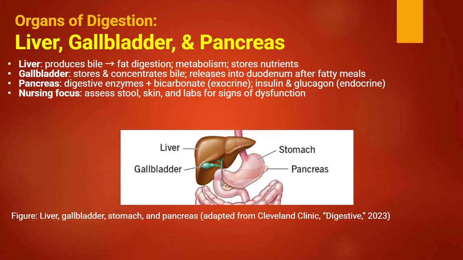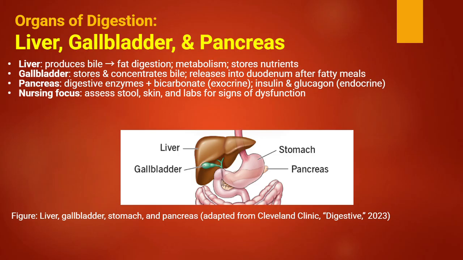Its endocrine portion produces insulin and glucagon, which are essential for blood sugar regulation. Pancreatic dysfunction can present as malabsorption, weight loss, or signs of diabetes. In nursing care, we carefully monitor labs like amylase, lipase, and glucose levels, and we assess for abdominal pain or steatorrhea, which are fatty, foul-smelling stools that indicate poor fat digestion.